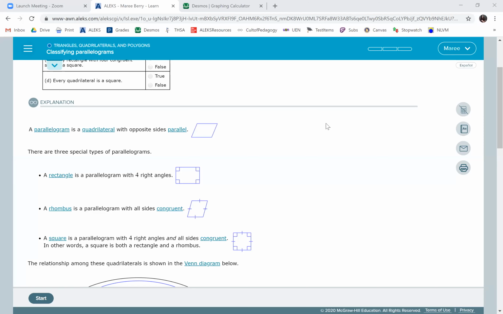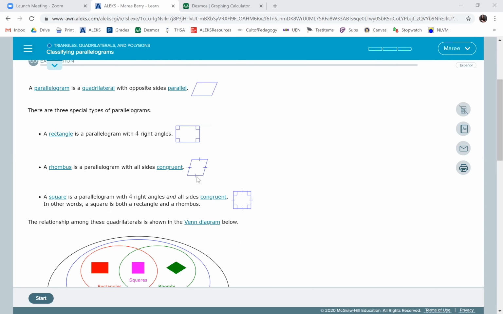We're going to go over classifying parallelograms. You need to kind of understand some definitions. Basically, a rectangle has 4 right angles. A rhombus has all 4 sides congruent. It doesn't have to have 4 right angles, just has to have 4 sides congruent.